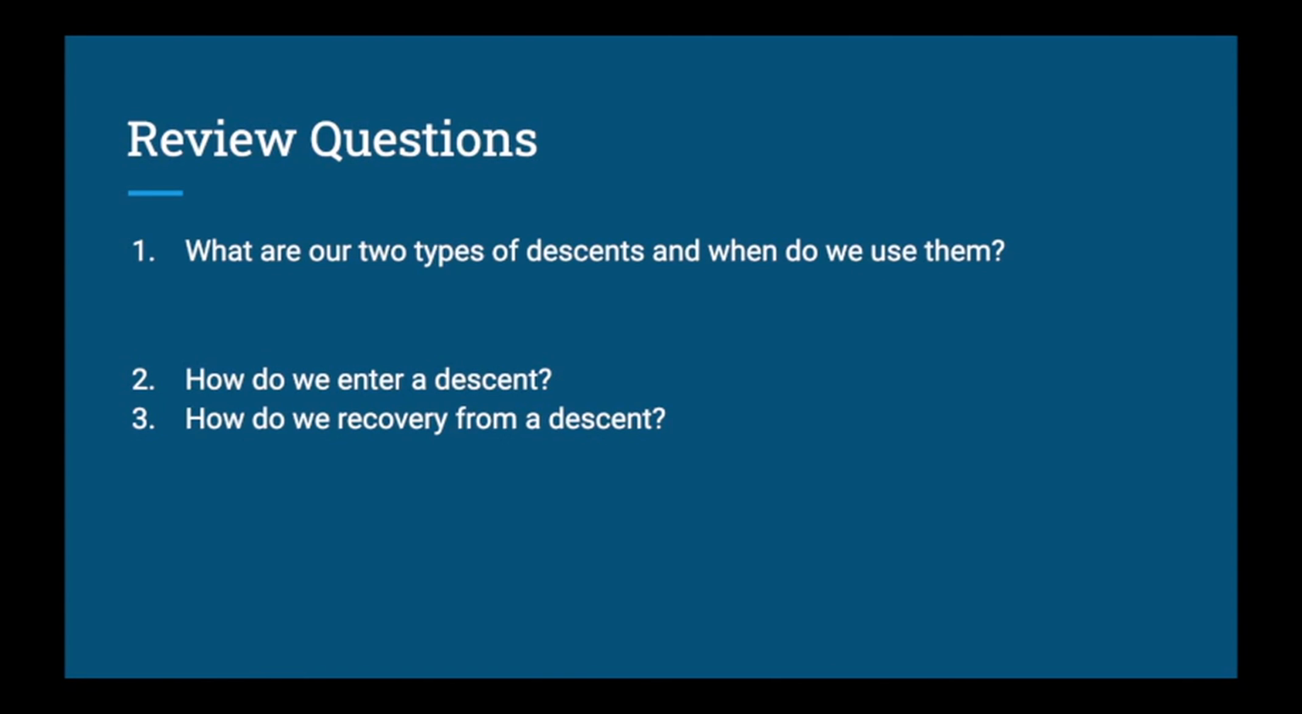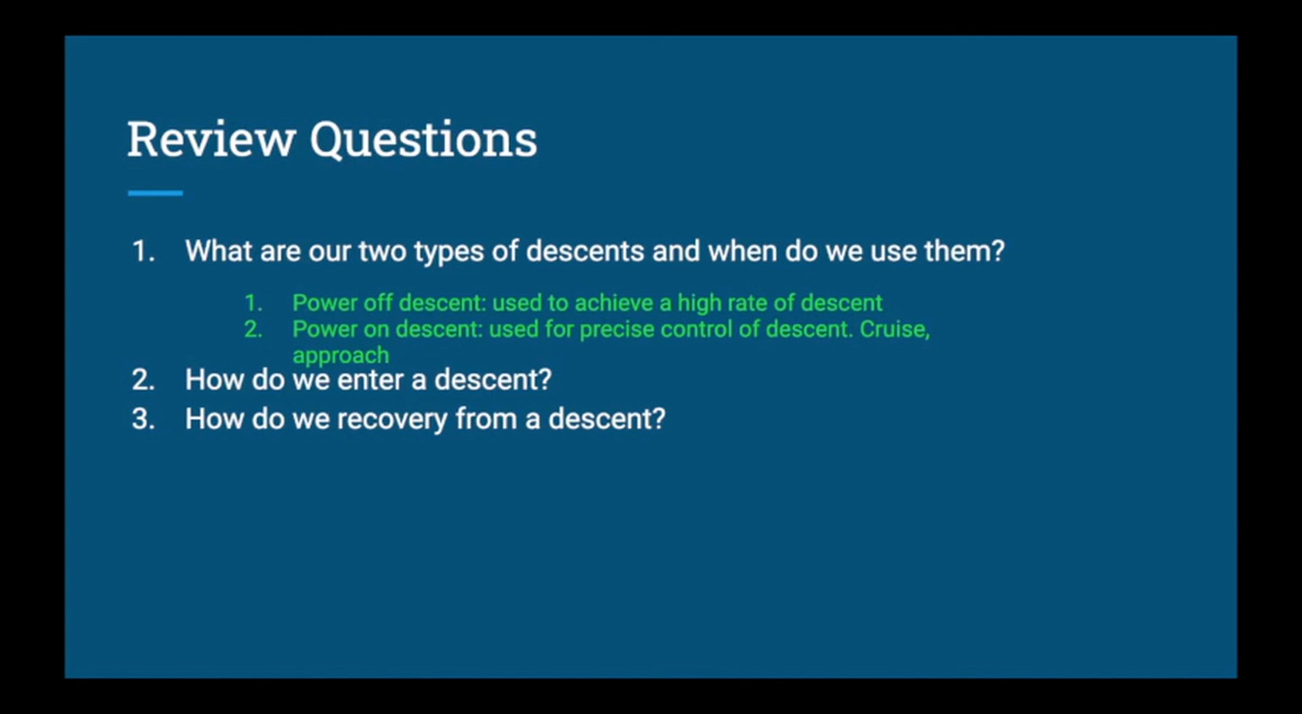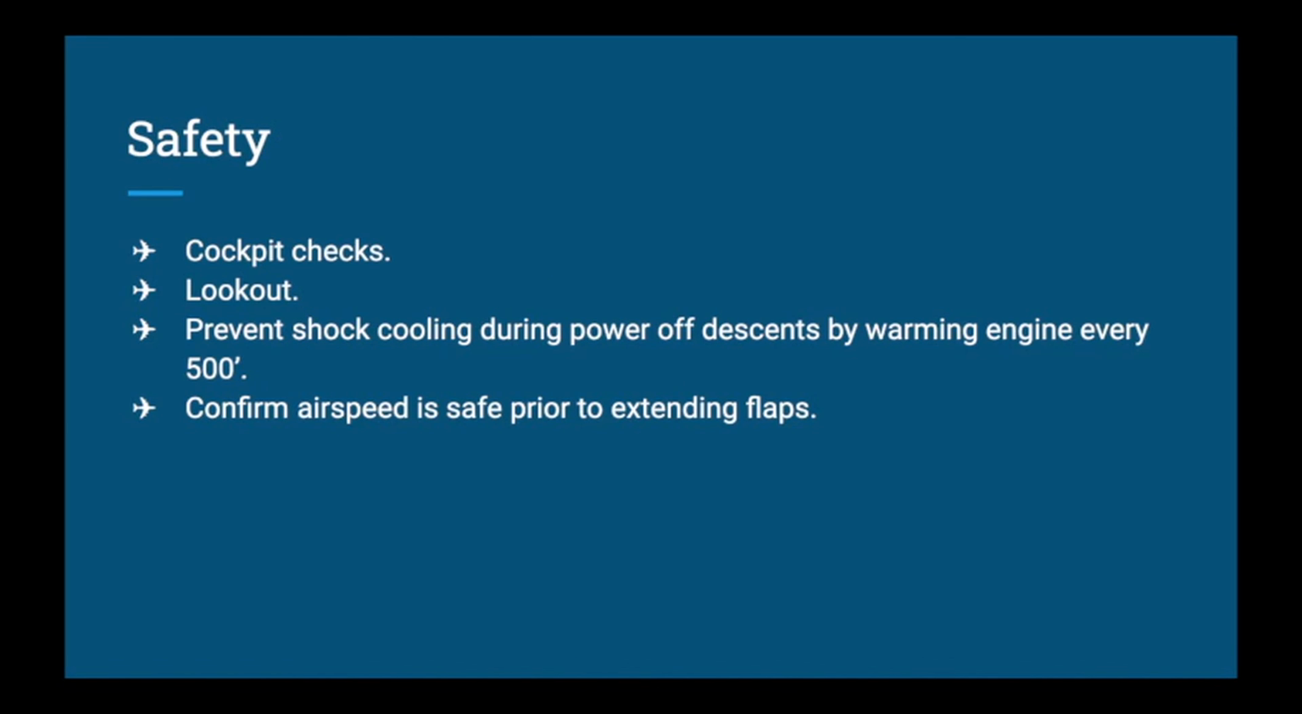All right, so review questions of descent. What are our two types of descents and how do we use them? We've got a power off descent used to achieve a very high rate of descent, and a power on descent used for precise control of the descent. That could be approach to an airport or final approach to land. The procedure for entering a descent is power, attitude, trim, and the procedure to recover from a descent is also power, attitude, trim.